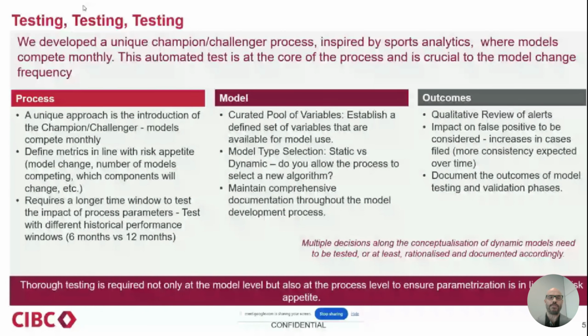And then we define our metrics. And again, I say we because it's in line with our risk appetite. Obviously, in your organization, you might have a different approach. You may use different metrics depending on the process or your organization also. Right there, it requires a longer time window. We talked about that already. And so you have this new kind of testing layer, right? My champion challenger, my dynamic process has to be tested. On top of that, I still have to test my model, right?